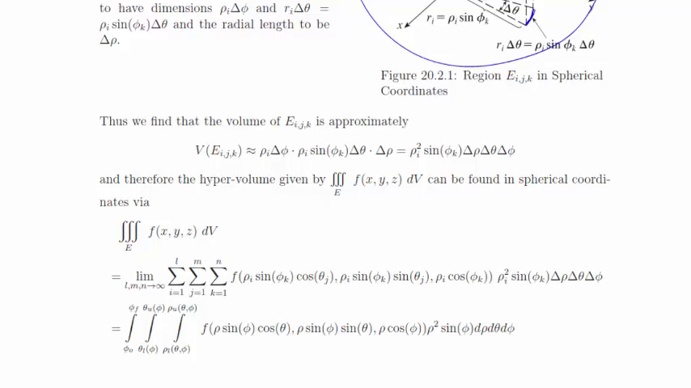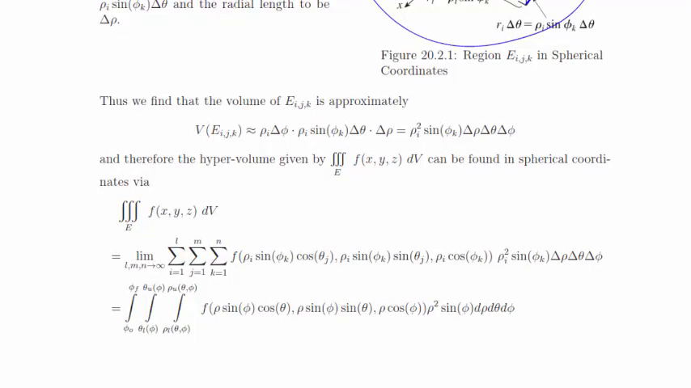which equals the integral from phi sub 0 to phi sub final, and then the integral from theta's lower bound as a function of phi to theta's upper bound as a function of phi, and then the integral of rho from rho's lower bound as a function of theta and phi to rho's upper bound as a function of theta and phi of f of rho sine of phi cosine of theta, rho sine of phi sine of theta, rho cosine of phi, times, outside of the function, rho squared sine of phi, d rho d theta d phi.